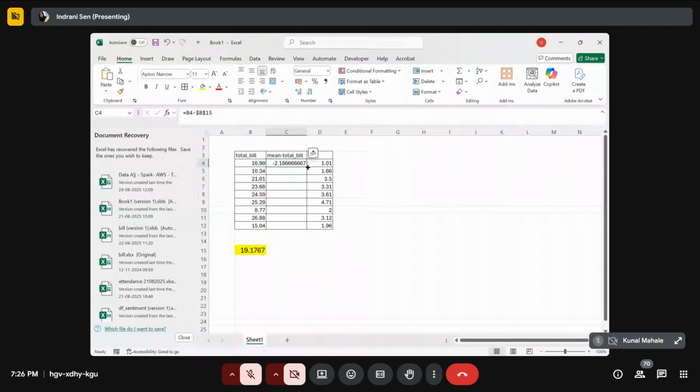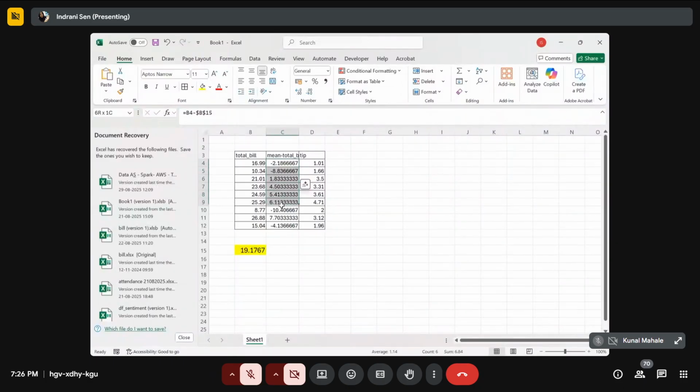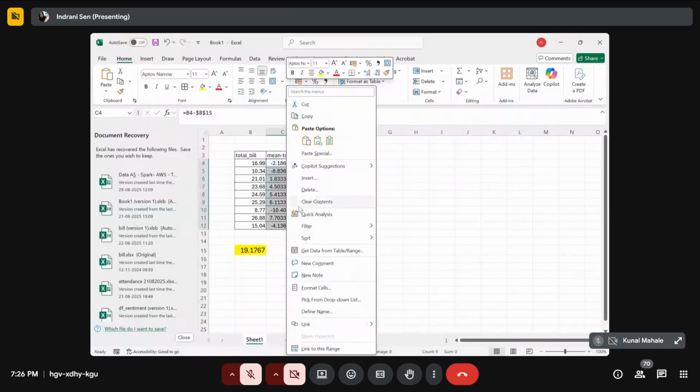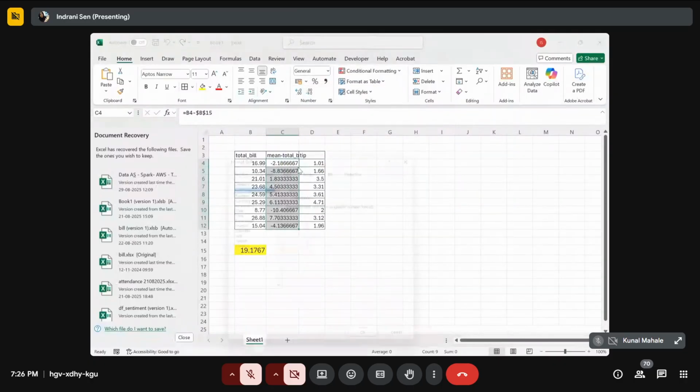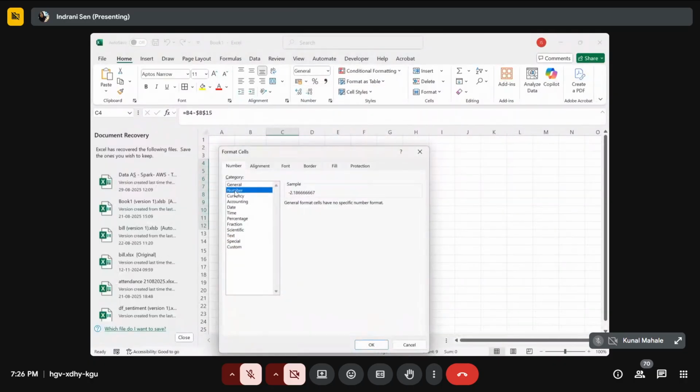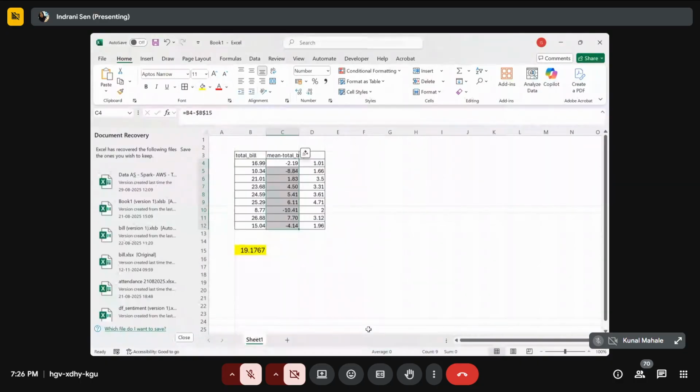And I'm just copying this data here. So these are the values. Some values you can see are bigger than the mean, and some values are lesser than the mean, so they are showing as minus. Let me format this cell. Okay, so this is the value.